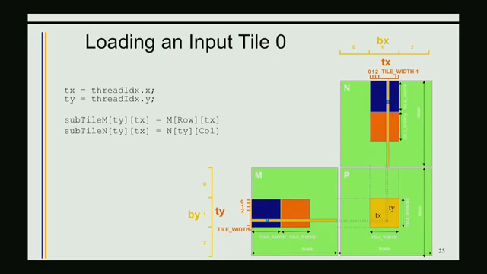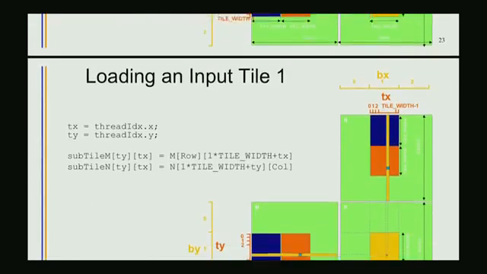And really what I'm doing is loading, for M, I know the row. Of all the rows, I know which row I need to focus on. And I know I want this element, which in this case is the particular tx of the thread in the block. So cool. And I put it into the corresponding ty, tx of subtile M. I use the same logic to figure out which element of N to load. Okay, so now each thread, in this case, is loading the appropriate element of the blue block, tile 0 in this case, into shared memory.